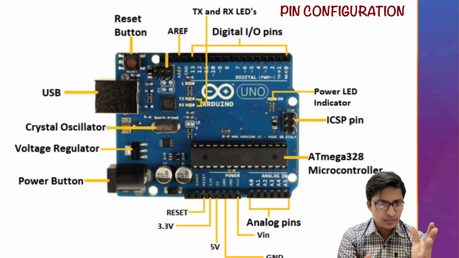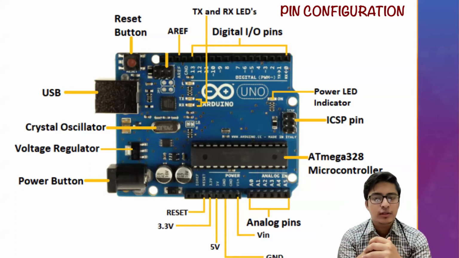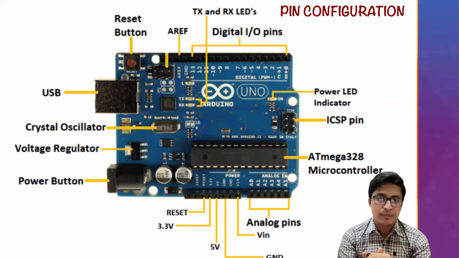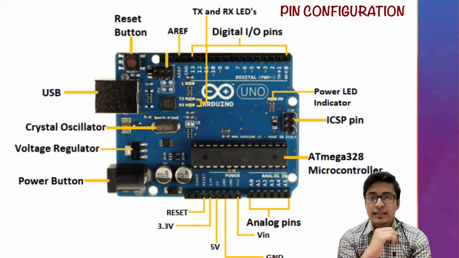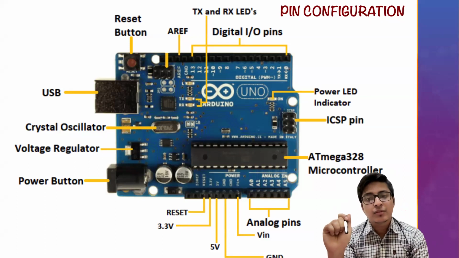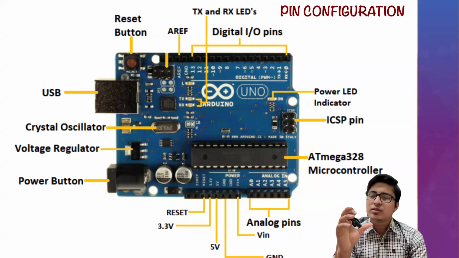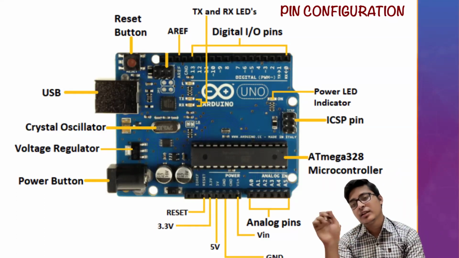There's the USB port to connect it with the laptop or computer. There's a crystal oscillator, which is responsible for the timing of the programming, right? Then there is the voltage regulator, and the power cord from where power is being supplied to the microcontroller. Then there are TX and RX LEDs. What do they do? LEDs are basically used to indicate switching on and switching off.